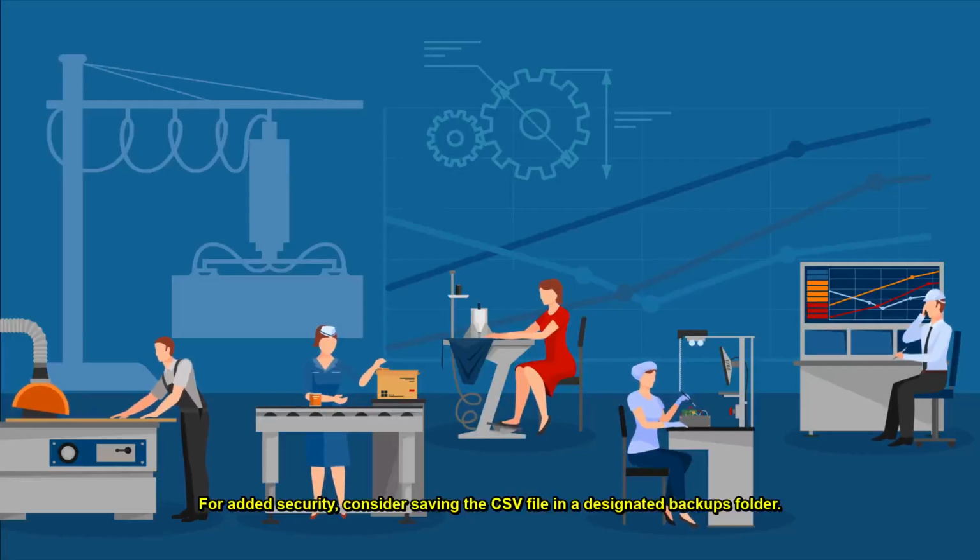For added security, consider saving the CSV file in a designated backups folder. This will make it easier to locate in the future if needed. Congratulations! You have successfully backed up your Spocket order statuses using CSV exports.